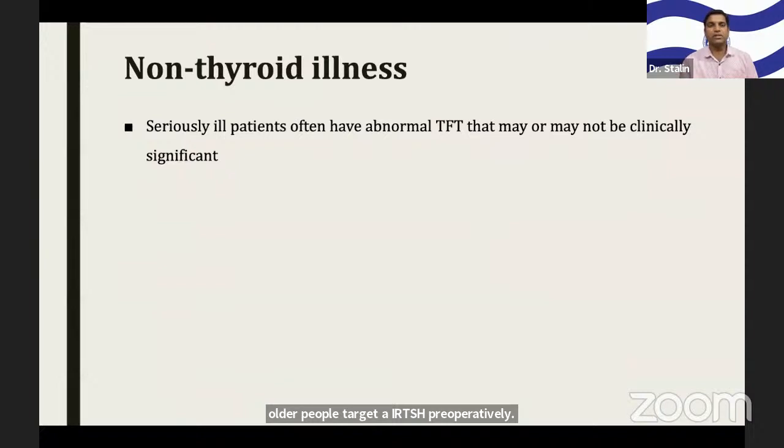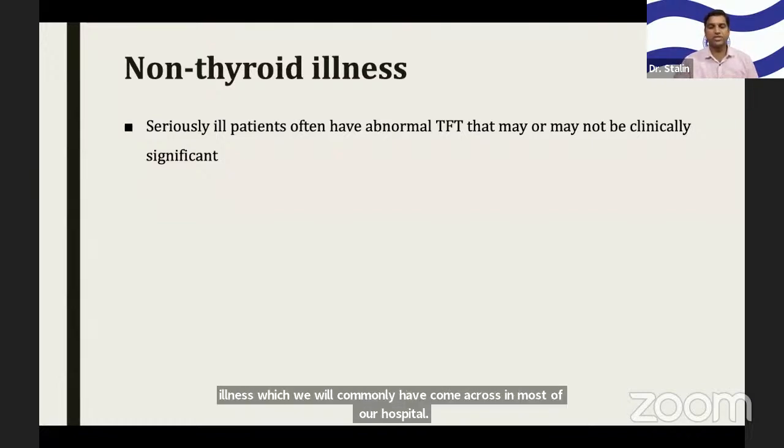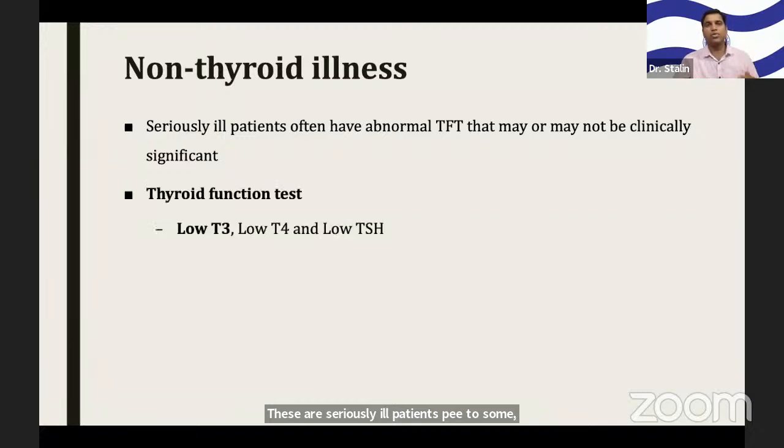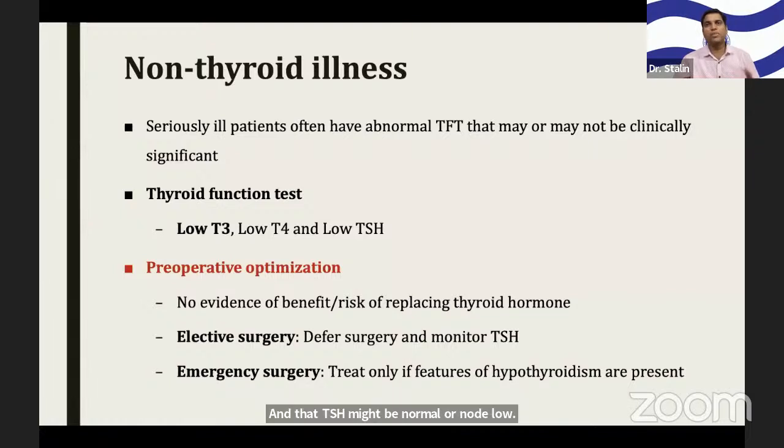There is another entity called non-thyroid illness, which we commonly come across in most of our hospitals. These are seriously ill patients with some thyroid function dysfunction. What type of thyroid dysfunction will they have? They will invariably have a low T3 and sometimes a low T4 also, and the TSH might be normal or low. Now, if you come across such patients for surgery or anesthesia, there is no evidence to recommend treatment, because it was not proven whether the treatment is going to be beneficial or risky to these patients. If it is elective surgery, defer surgery and monitor TSH. If it is emergency surgery, treat only if features of hypothyroidism are significant. Otherwise, even for emergency surgery, you don't have to treat if they fall under non-thyroid illness. The best way to go about this patient is to measure serial TSH, because once the critical illness starts improving, their TSH also starts returning to normal. You don't have to treat them with L-thyroxine.